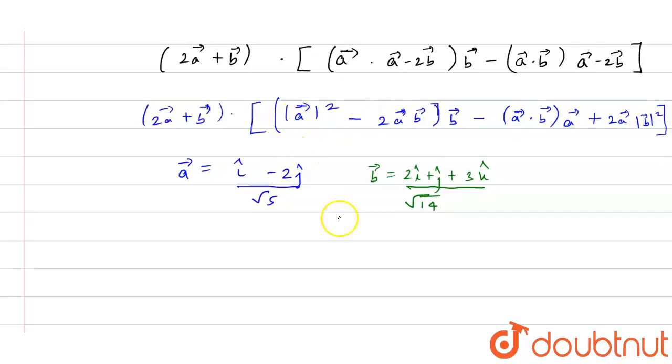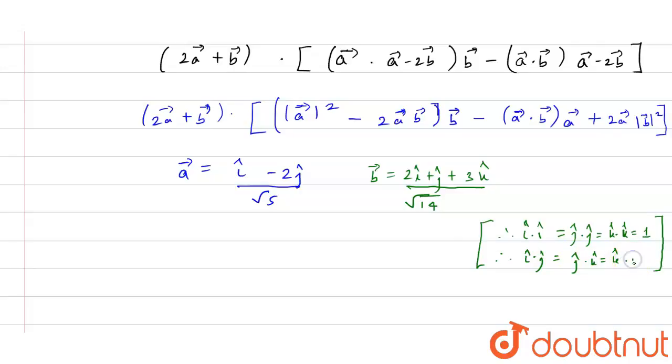We have to find this value, and we know that in the dot product, i cap dot i cap is equal to j cap dot j cap equal to k cap dot k cap. These values are equal to 1. Similarly, we can say that i cap dot j cap is equal to j cap dot k cap is equal to k cap dot i cap, that is equal to 0. Means same, that is ii, jj and kk, it was equal to 1. When we dot product different vectors, we get 0.